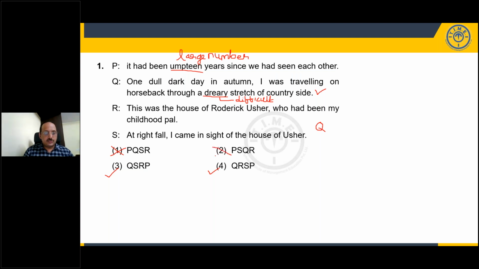All right. So now, pronouns always help us because a pronoun always comes after the noun that it refers to. So which line defines that house? This particular line. So at nightfall, this would be night actually. By mistake, they have written right. I think it should be night. So at nightfall, I came in sight of the house of Usher. This was the house of Roderick Usher.